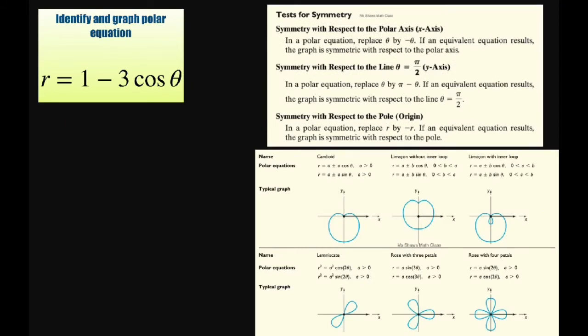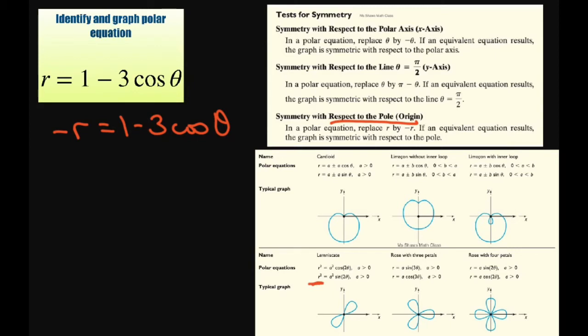Now, the symmetry with respect to the pole means you're just going to substitute your r with negative r. And clearly that's not an equivalent equation. The only time that would be an equivalent equation is if r was squared.